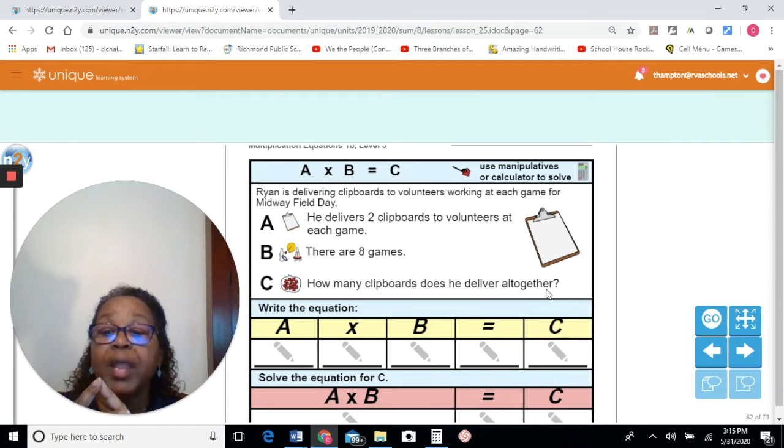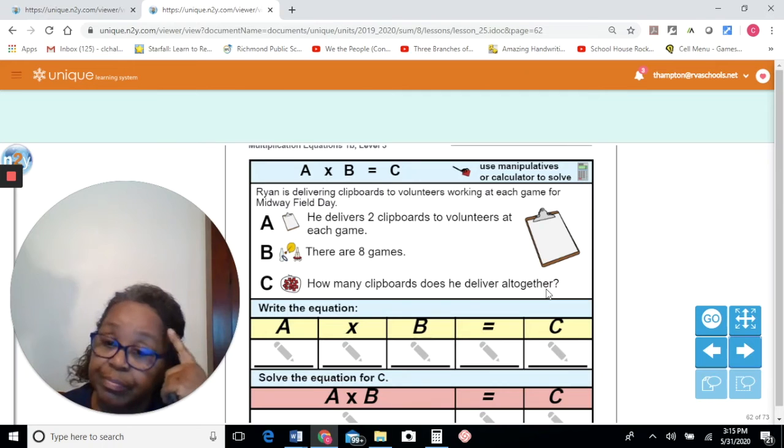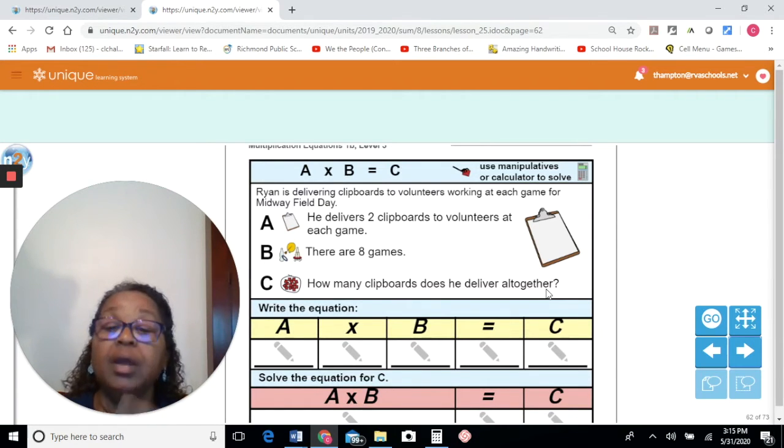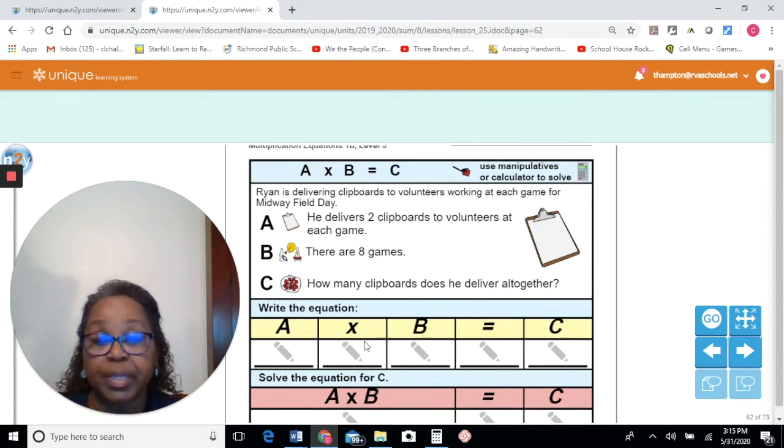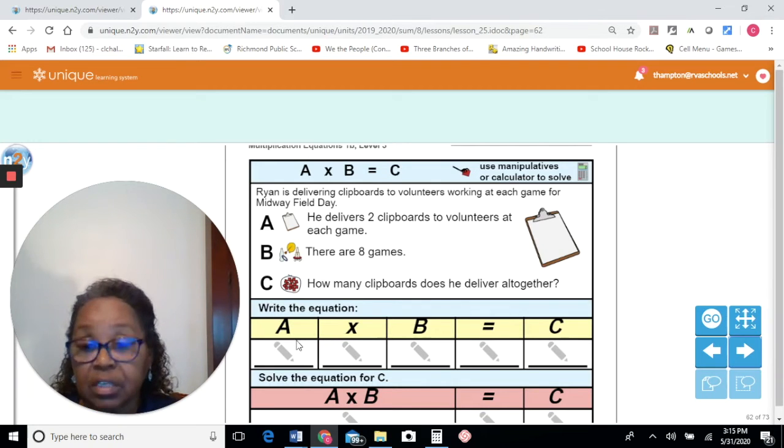Each clipboard has 8 games. You make an array. You can see the first clipboard has 8 games, and the second clipboard has 8 games. You make your array, thinking about it. You know that it is what? Multiplication. So our operation today is going to be multiplication. All right, so now we can substitute our numbers. We know it's going to be multiplication.